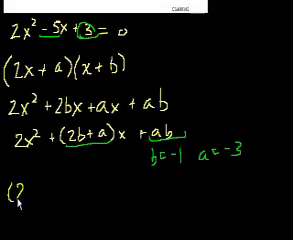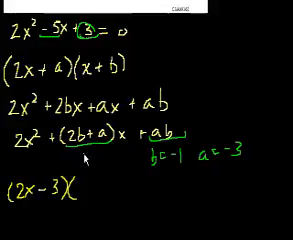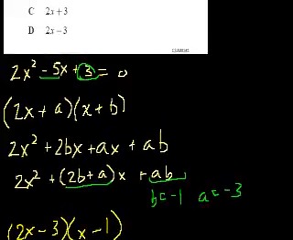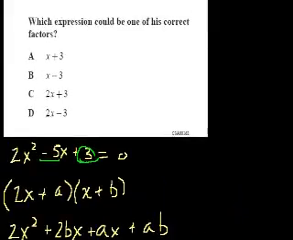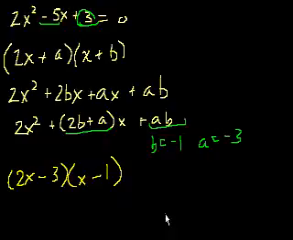So it's 2x. a is minus 3, so 2x minus 3, times x plus b. b is minus 1. So that's the factorization. And what are they? 2x minus 3 times x minus 1. Which one? They have this one right here: 2x minus 3. And I'm all out of time. See you in the next video.